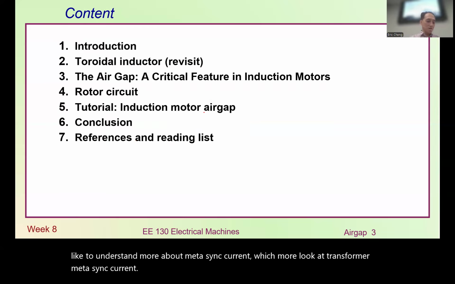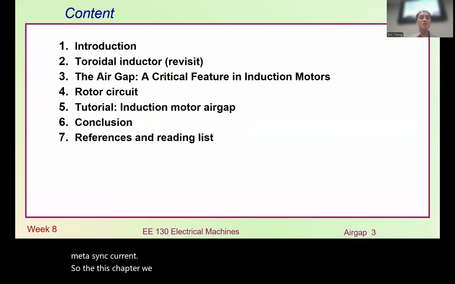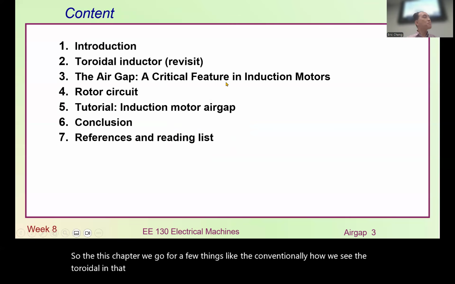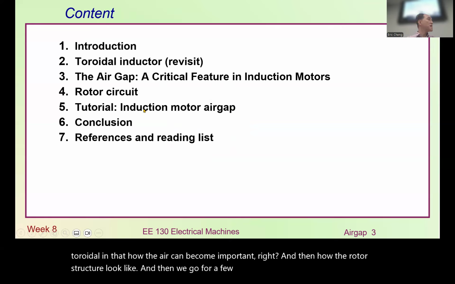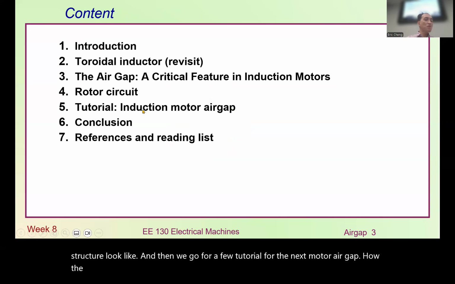In this chapter, we go through a few things: conventionally how we see the toroidal inductor, how the air gap becomes important, and how the rotor structure looks like. And then we go through a few tutorials for the induction motor air gap, how the air gap affects the performance, and then we make a conclusion.